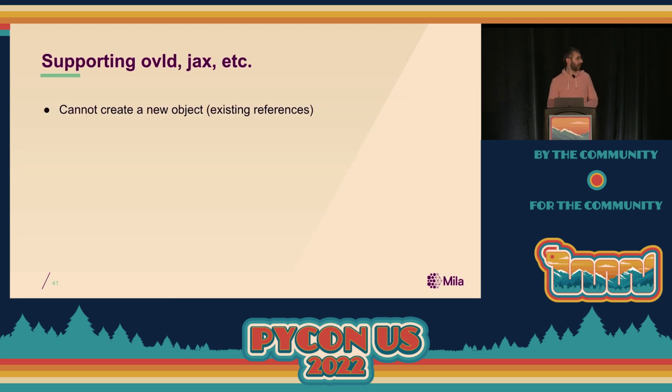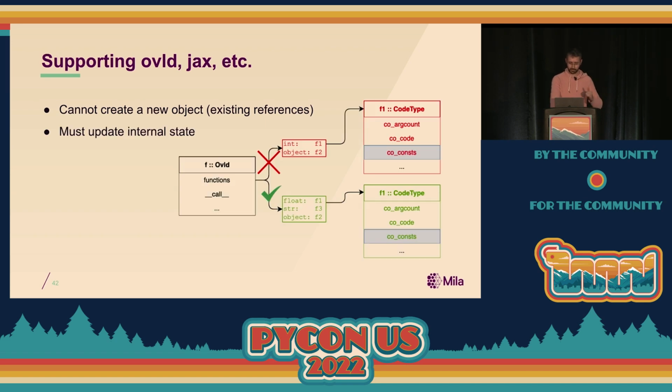The problem is that we cannot simply recreate a new OVLD object because other references may exist and they would become out of sync and erroneous. So we kind of want to update the existing object. At the same time, if we are going to do that, we need to update the internal state of that object. So if it has, for example, a cache of the name of a type to a function to call for that type, we need to update that. And there's really no generic way that it could know how to do that. It has to be special code.